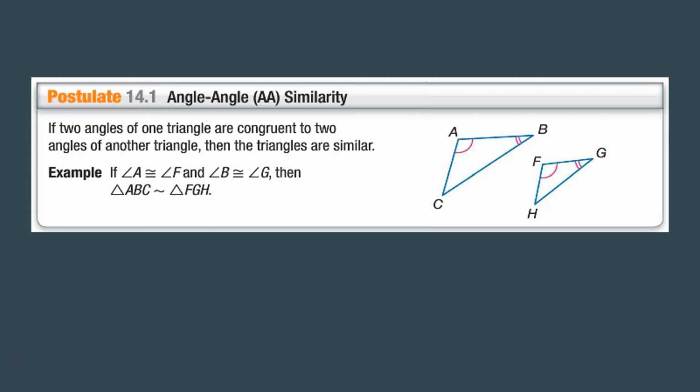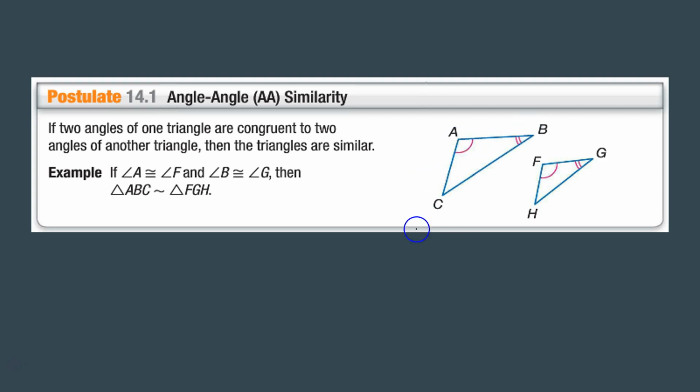Alright, let's go over our new postulate. Angle-angle similarity, also known as AA similarity. If two angles of one triangle are congruent to two angles of another triangle, then the triangles are similar. So when I'm talking about the triangles being similar, I'm not saying that they're congruent, but notice they have the same shape, they look the same, except one is either stretched out or made smaller.